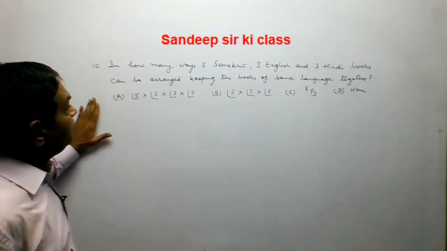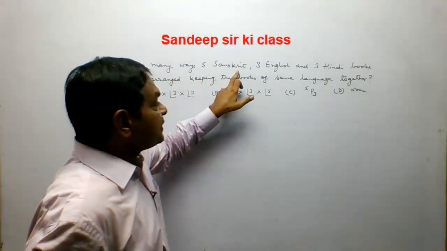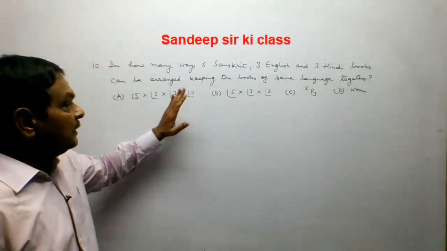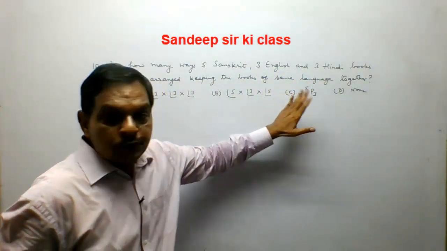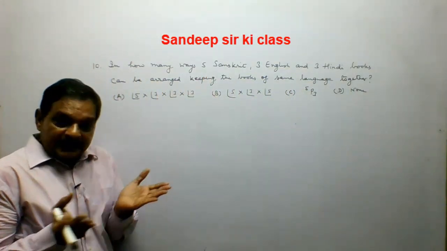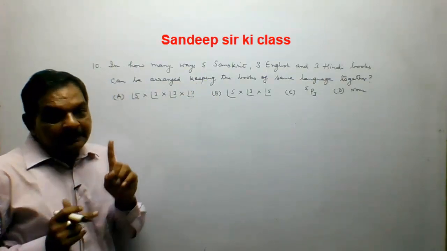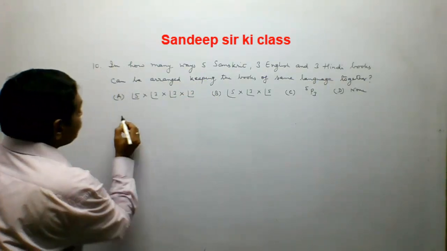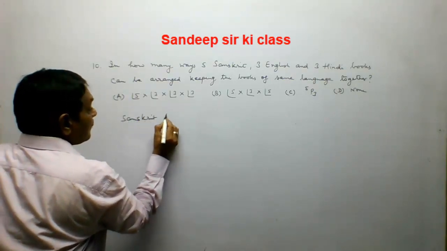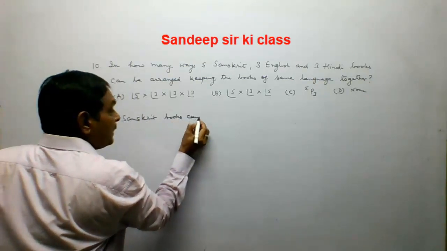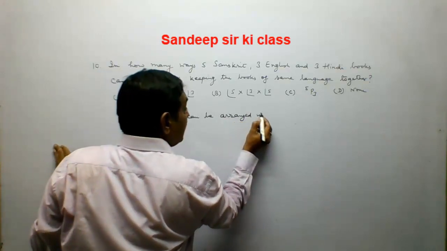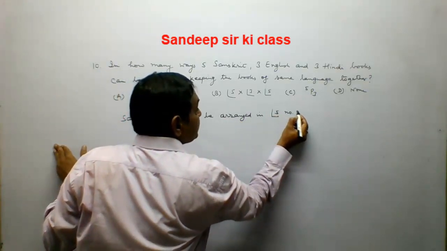Question number 10. In how many ways can 5 Sanskrit, 3 English and 3 Hindi books be arranged keeping the books of same language together? We have 5 Sanskrit books. Now Sanskrit books themselves, since they are 5, can be arranged in factorial 5 number of ways.